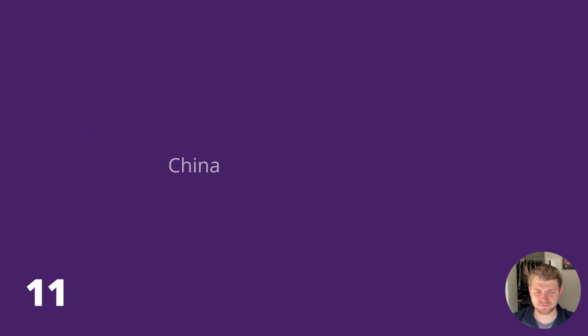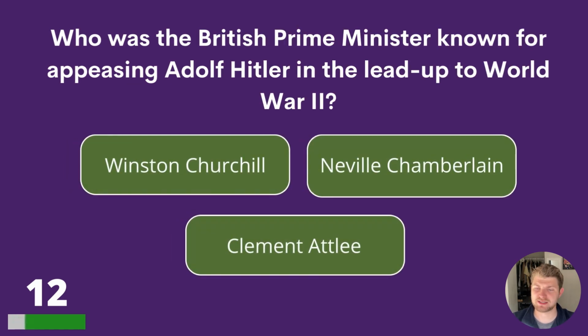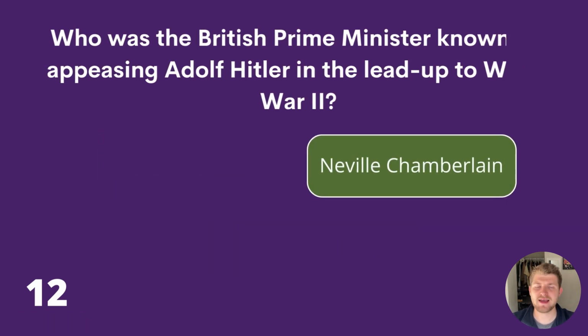Question 12. Who was the British Prime Minister known for appeasing Adolf Hitler in the lead-up to World War II? Winston Churchill, Neville Chamberlain, or Clement Attlee? The answer is Neville Chamberlain.